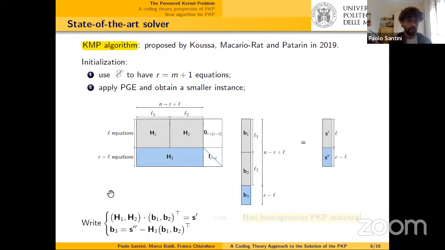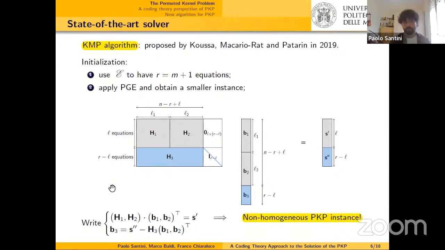And in particular, you see that if we look at the system, to find a solution for this system, we need to first solve the first equation, and then we use the found vectors B1 and B2 to compute B3. In particular, the first equation defines another non-homogeneous PKP instance.